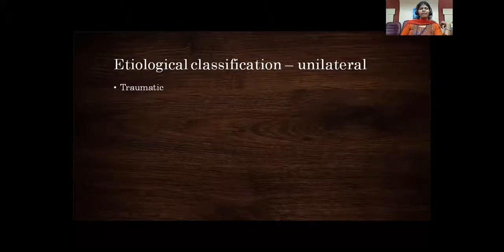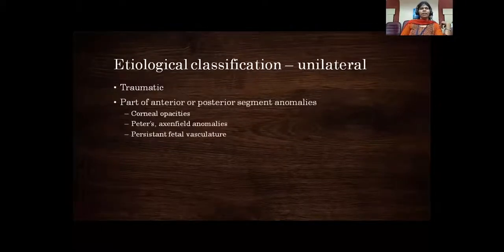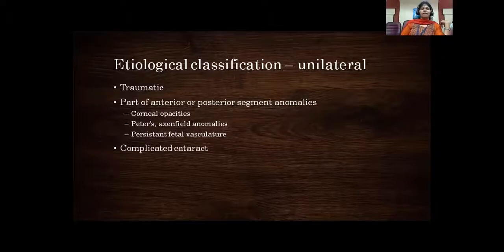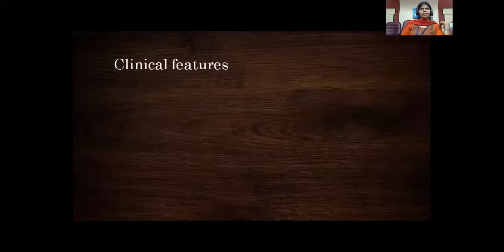Trauma probably leads the picture, traumatic cataract in children. And secondly, it can be part of an anterior or a posterior segment anomaly, like corneal opacities. Congenital opacities can present with cataract. Peters or Axenfeld anomalies, when they have unilateral presentation, can also present with cataracts. And commonest in this category can be persistent fetal vasculature, presenting with membranous type of cataract, which can be highly vascular also. And complicated cataract due to uveitis can be unilateral or sometimes bilateral.